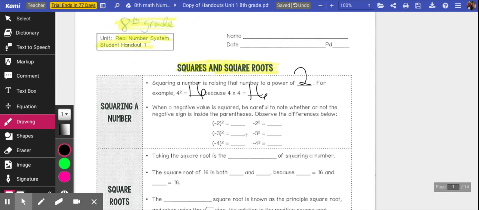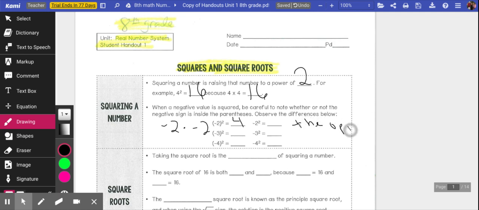So this is the new part, and we kind of talked about this in our bell ringer. When a negative value is squared, you have to be careful to note whether or not the sign is inside the parentheses. If you observe the difference below, this one is negative 2 squared. So that would be negative 2 times negative 2, which is 4. But on this one, and you might want to write it down, this squared is 2, and then it's the opposite of.